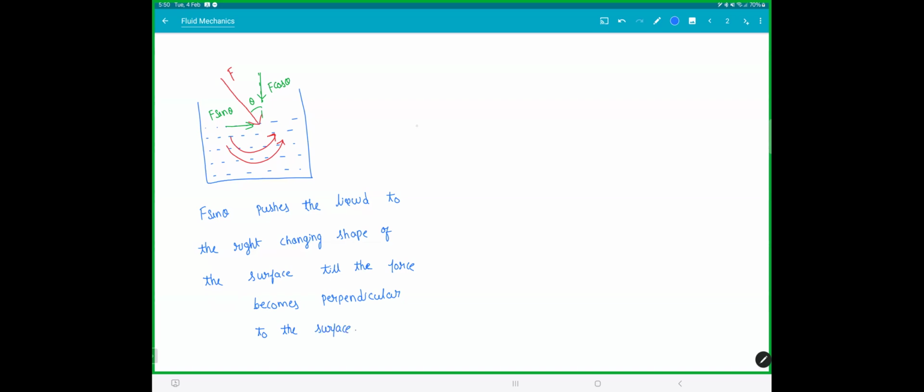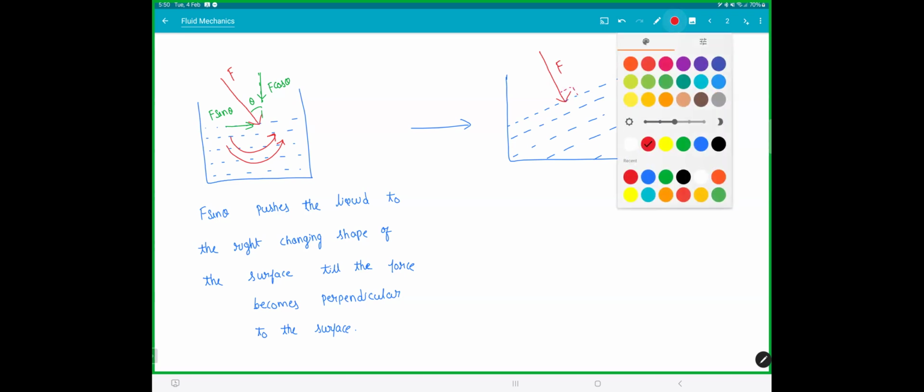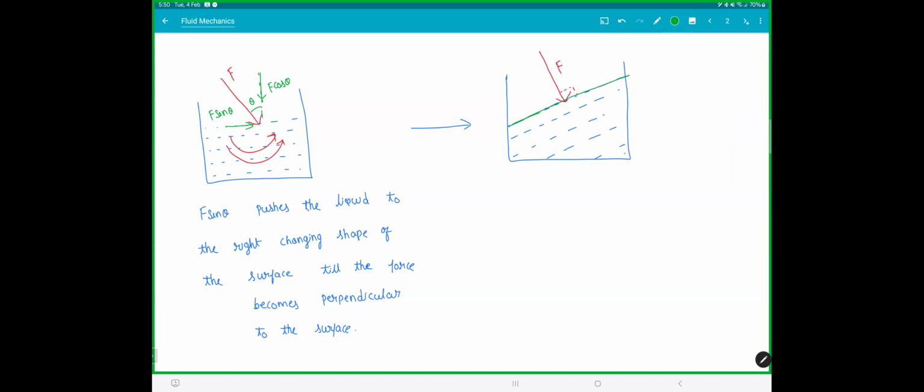Meaning this is how it would look. The liquid will eventually become like this, and the force F becomes like this, perpendicular to the surface. This will be your surface. Is this making sense?